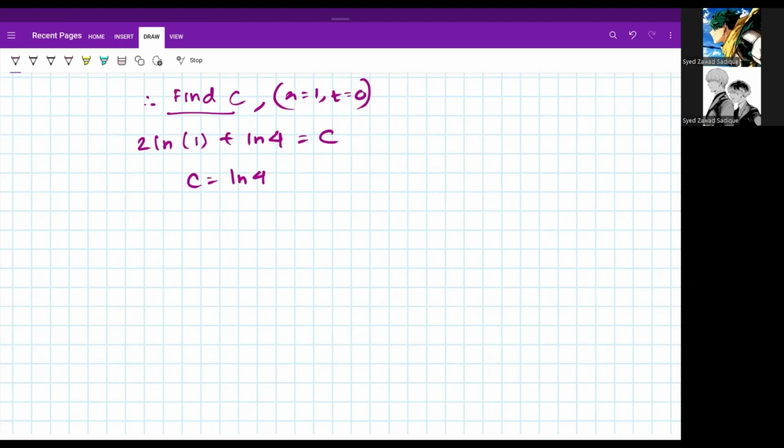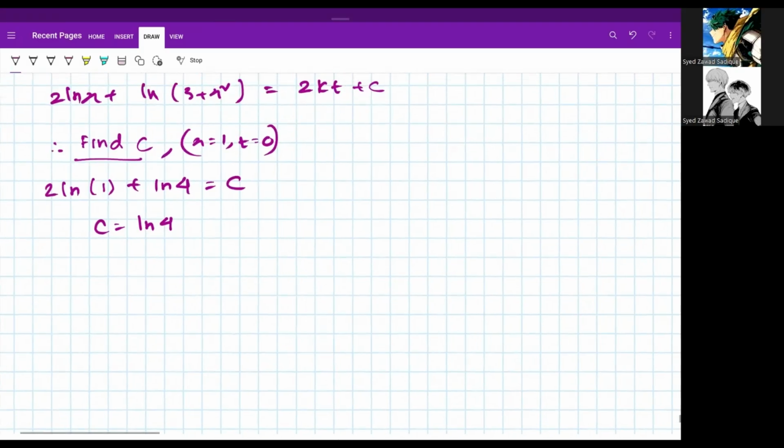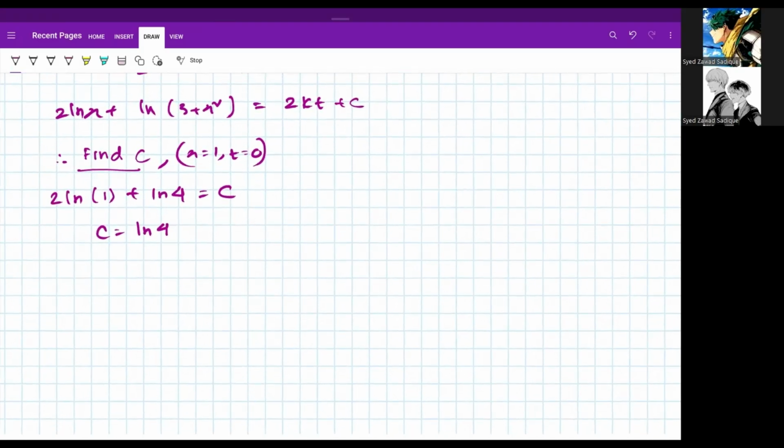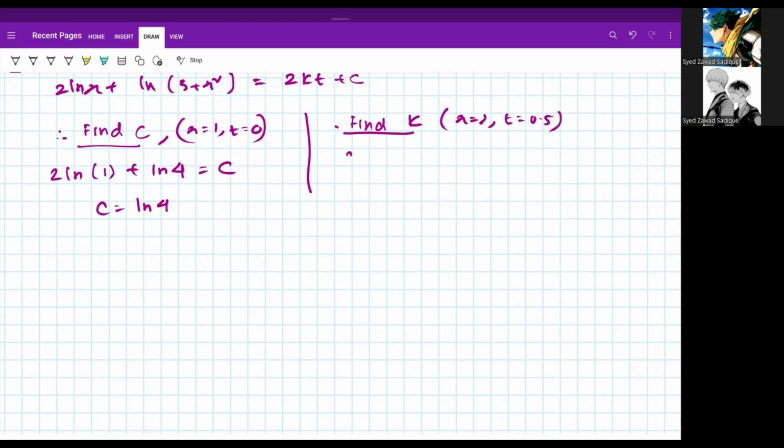Then we can find k. Now finding k. For k, we can say that x is equals to 2, t is equals to 0.5. Then 2 ln 2. Wait, give me a moment.